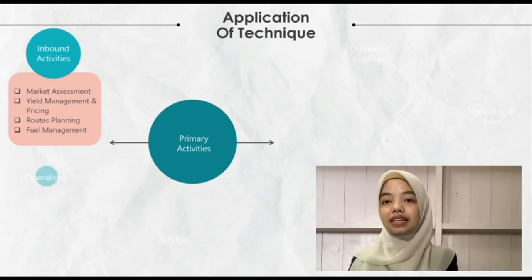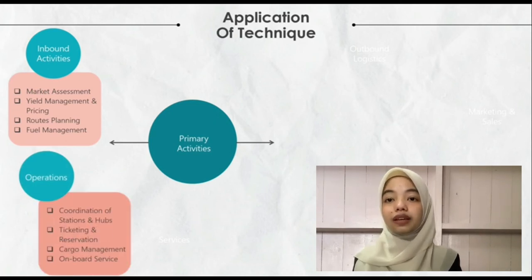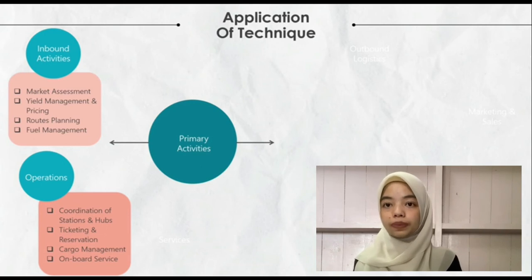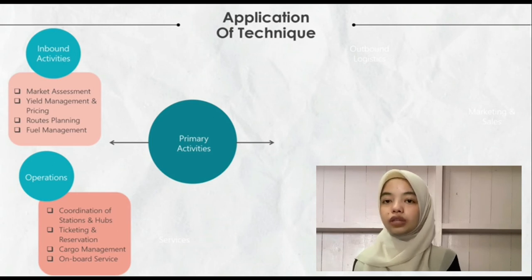Next is its operations. Firstly is coordination of station and hubs. Azure has 14 hubs over 4 countries, and it can help in good communication and also coordination. Next is ticketing and reservation. Azure is the first airline to have ticketless program in Asia, and the ticket sales, mostly 80%, come from its own website. Next is cargo management, which is to fill the aircraft belly and to gain more profit.